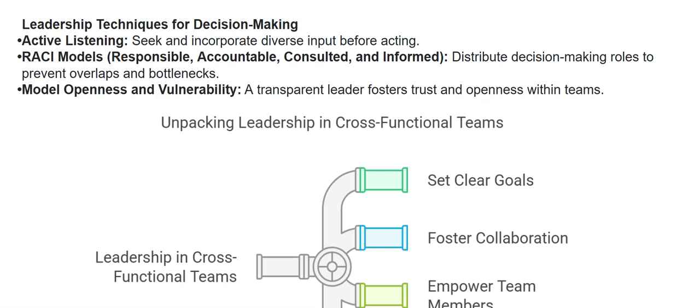One of the techniques in a successful leadership approach is active listening: seek and incorporate diverse input before acting. RACI models. RACI stands for responsible, accountable, consulted, and informed. So: responsible, accountable, consulted, and informed. Distribute decision-making roles to prevent overlaps and bottlenecks. Model openness and vulnerability: a transparent leader fosters trust and openness within teams.